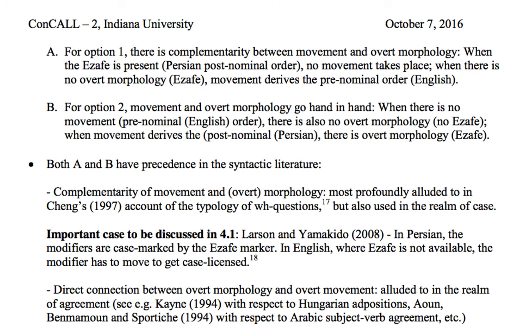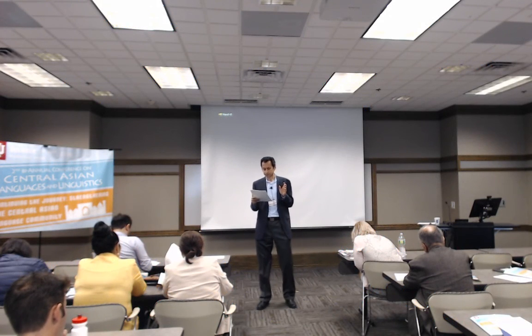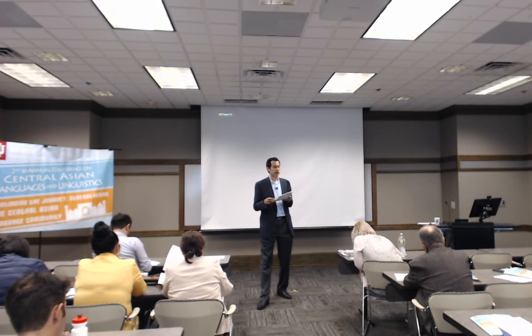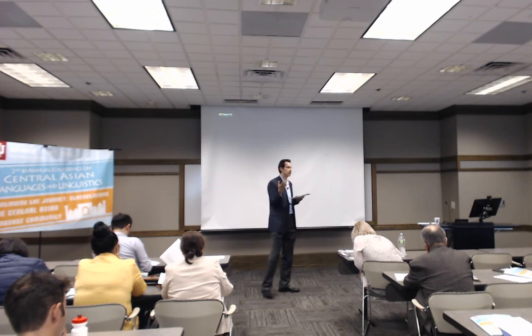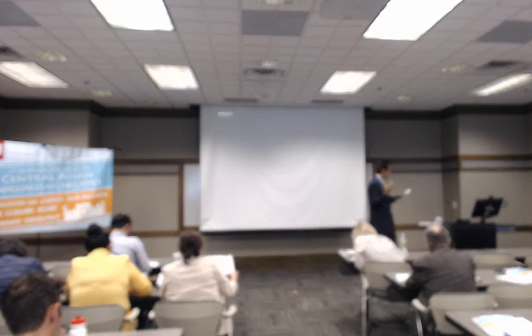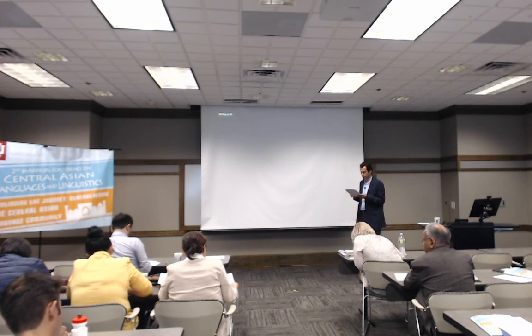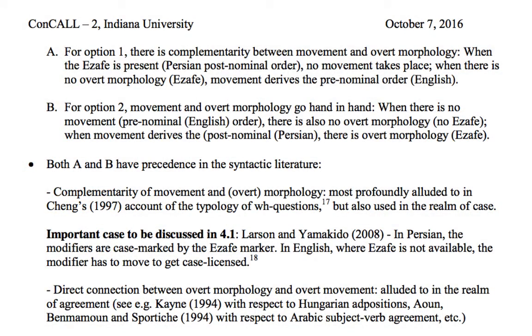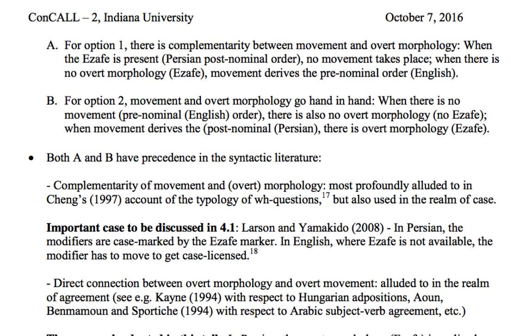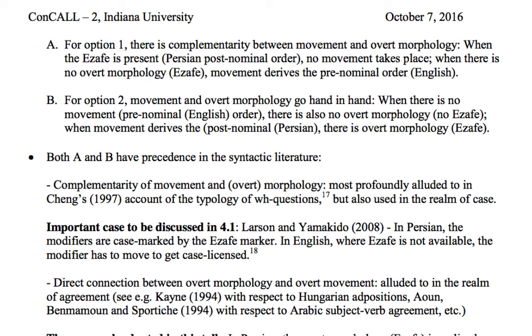Interestingly, when you look at the syntactic literature, you find precedent for both of these positions. So there's the idea of complementarity of movement and overt morphology, and this is most prominently found in the works of Lisa Cheng, for example, in the typology of WH questions. So, you either have a Q marker or you just move the WH to the spec CP position. You have WH movement. So that kind of complementarity, but also in the realm of case, which is the one that Larson and Yamakido allude to, and we're going to come back to that. And that's exactly what they're going to say for Persian. In Persian, there's Ezafe, no need to move. English, no Ezafe, you need to move to get case. This is what they say.